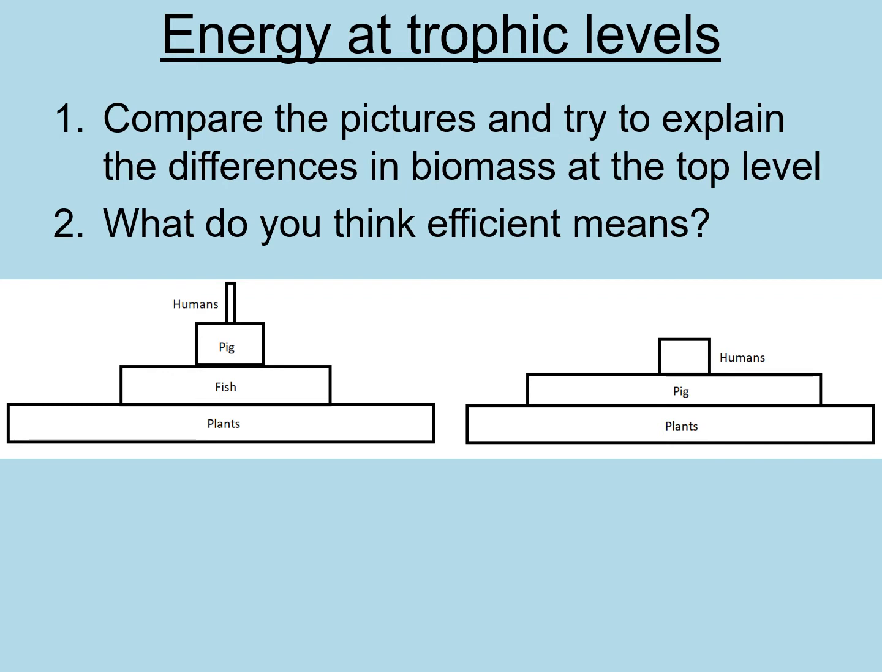Okay, so here's your starter. We've got some images here showing energy at trophic levels. What I'd like you to do is compare the pictures and try to explain the differences in biomass at the top level. So you could do this by writing, you could do this by thinking about it, or if you're watching the video with someone, ideally, then that means you can talk about it. Then I want you to think about what the word efficient means. When we're talking about the word efficient in science, what does that mean? So pause the video, have a think about this diagram and the questions, and press play when you're ready for the answers.